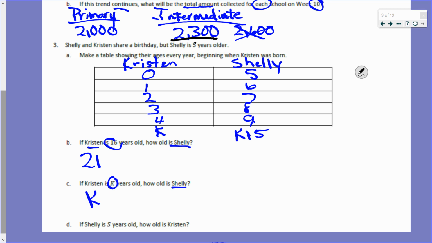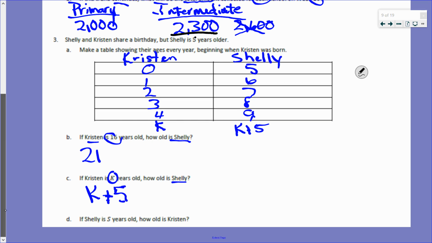Why is it 5? Because how do I go from one column to the other? Last time it was 4, this time it's 5. If Shelly is S, Kristen is S minus 5. Again, make sure your S's don't look like 5s.